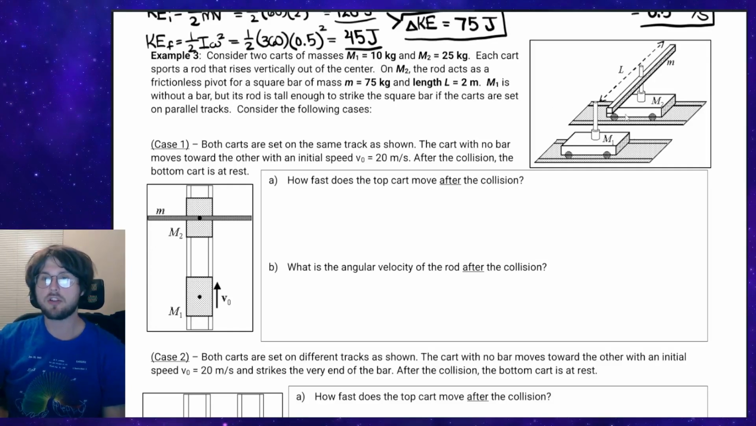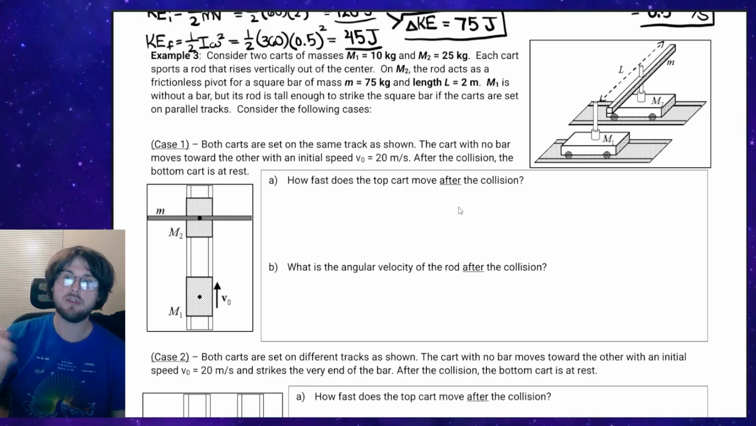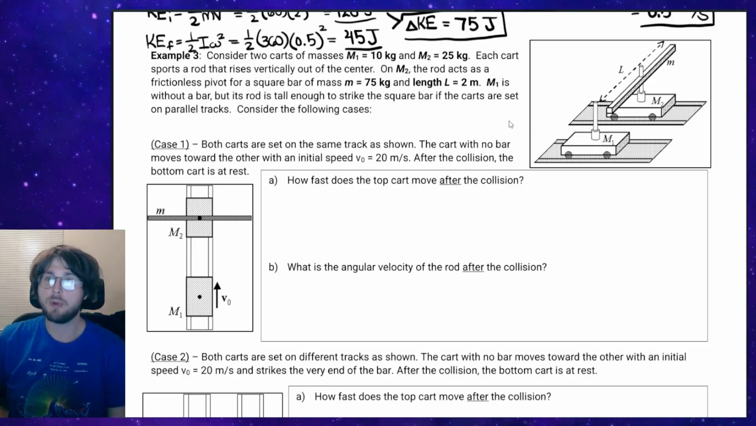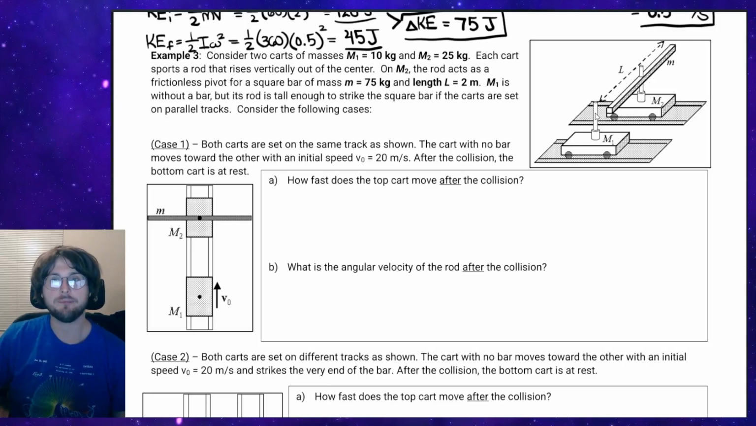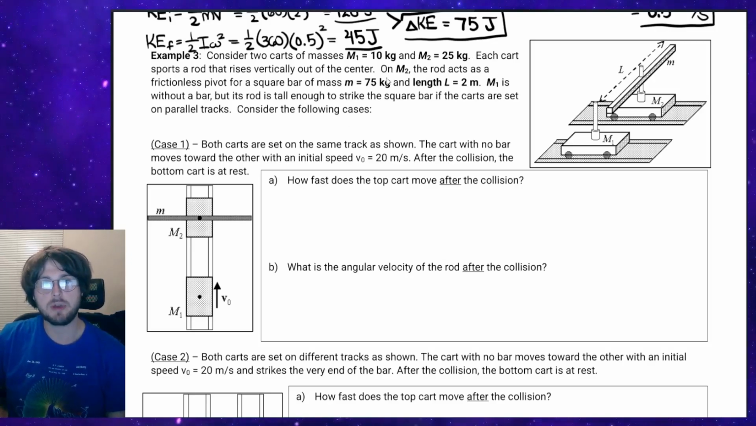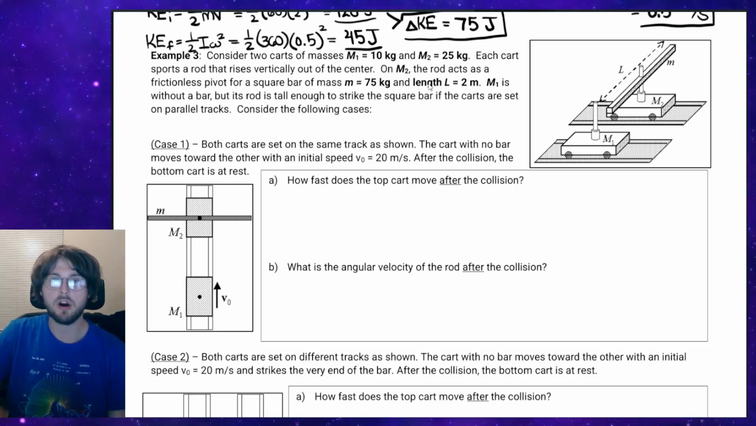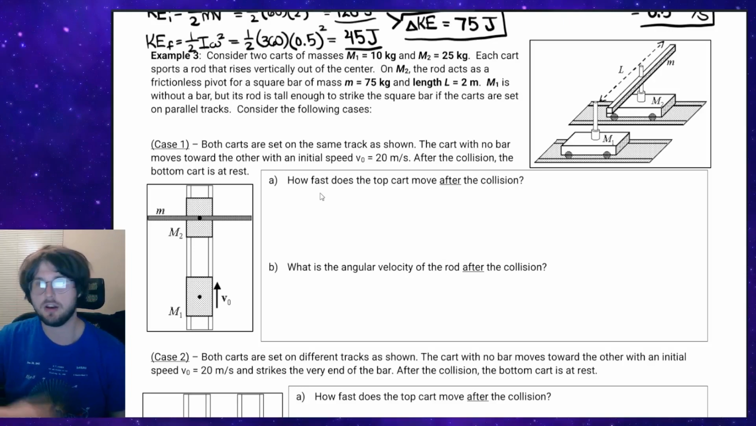We've got two carts. One of them has a bar that's allowed to pivot around the central pole. The other one has a central pole but no bar, but that pole is still high enough that it can kind of smack this bar here and cause it to spin around once they collide. Each cart has a bunch of information regarding the masses. We know everything that there is to know about the bar and the length and its mass and everything. So really, this is going to be another conservation of momentum problem.